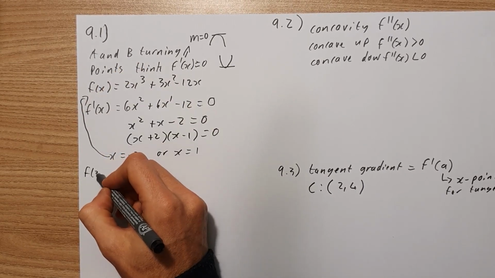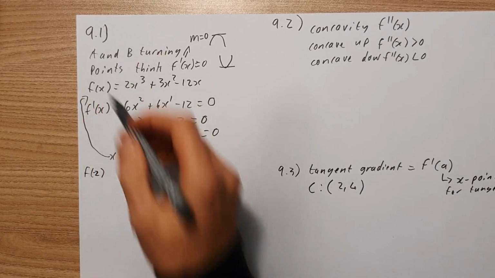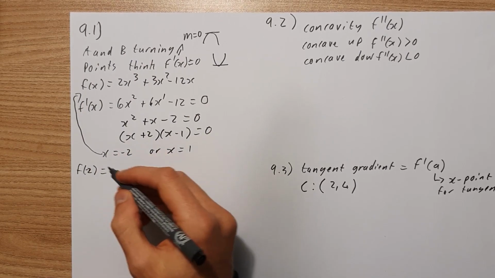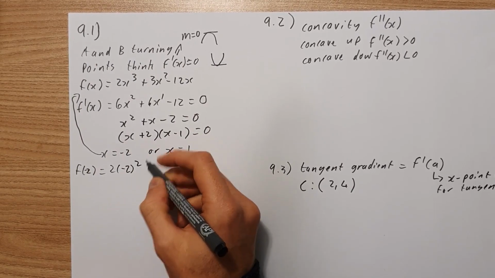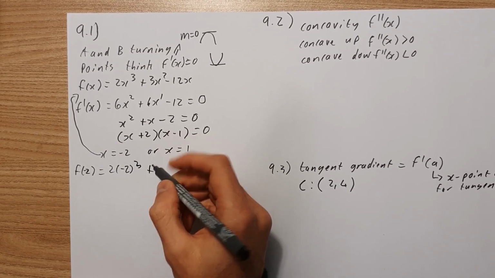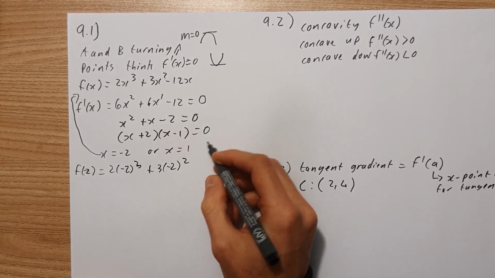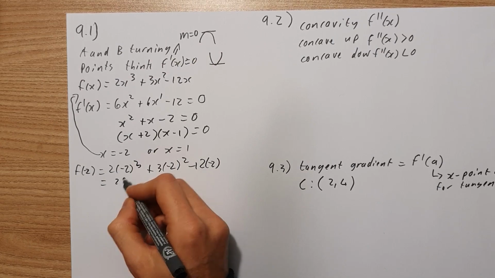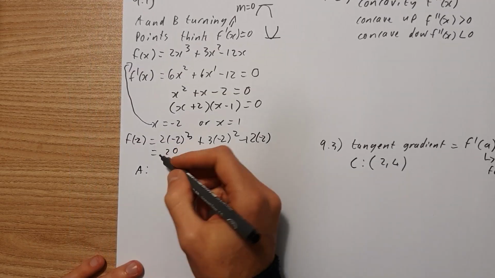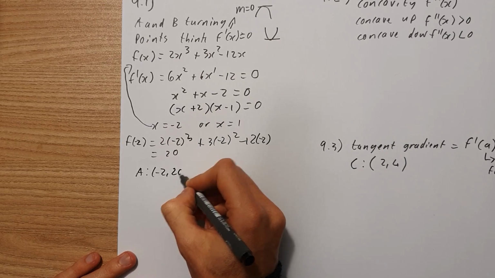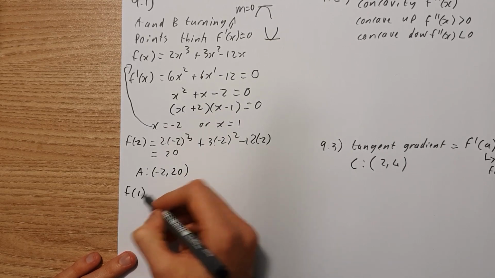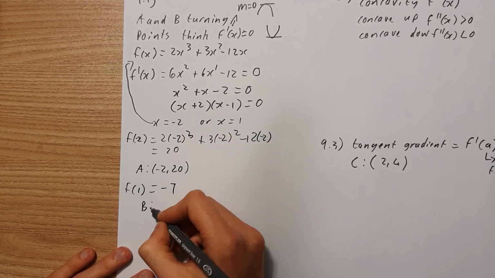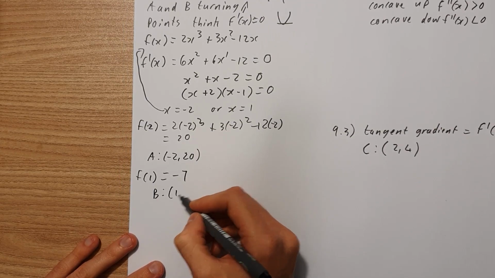So we need f of negative 2, which will be for A, because A is sitting on the left of my y-axis. If you plug that in, you're going to have 2 times negative 2 cubed, plus 3 times negative 2 squared, minus 12 times negative 2. If you work all that out, you should get a value of 20. So A's coordinate is negative 2 and 20. And then for B, we look for f of 1, which should give you negative 7 if you plug that into your calculator. So therefore B is 1 and negative 7.